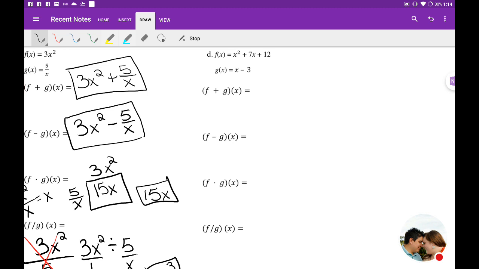I'd like to give you guys a chance to try this last one. So I'm going to ask the substitute to pause the video now, and I'm going to give you guys about a minute or two to run through an addition, subtraction, multiplication, and division. And then when just about everybody's finished, you can unpause the video and I'll have the answers shown for you.